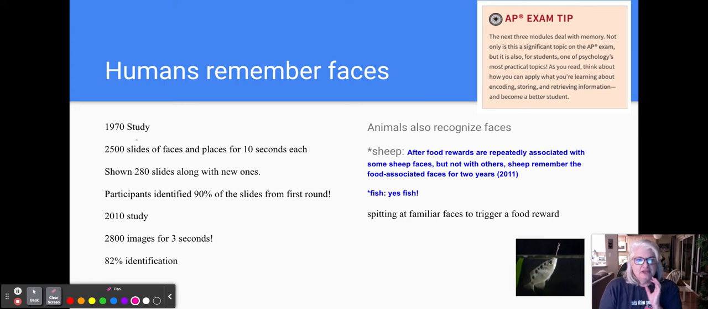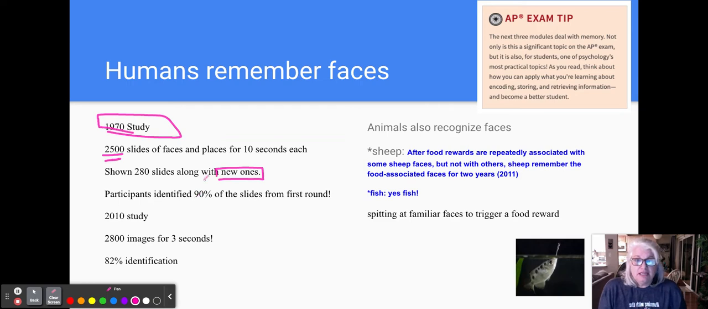Humans are very good at recognizing faces. In 1970, there was a study done, and participants were shown 2,500 faces on like a slideshow or pictures. So 2,500, and they held up the faces for 10 seconds. After that was done, they then had the participants look at 280 faces. Now, of those 280 faces, only a portion of them were from the original 2,500. There were also new faces that were not a part of that original.